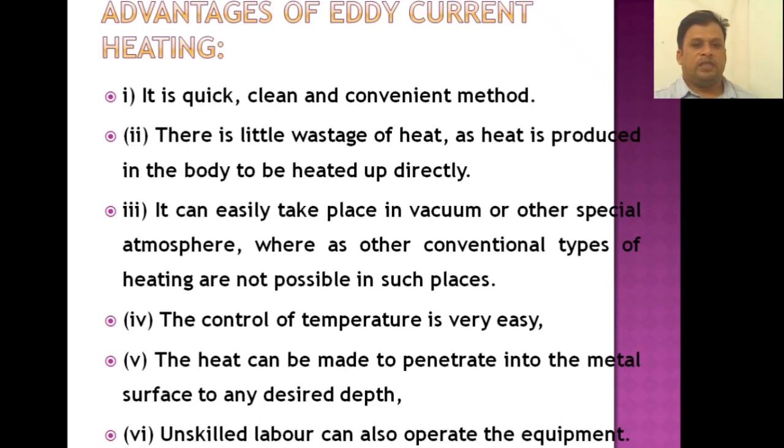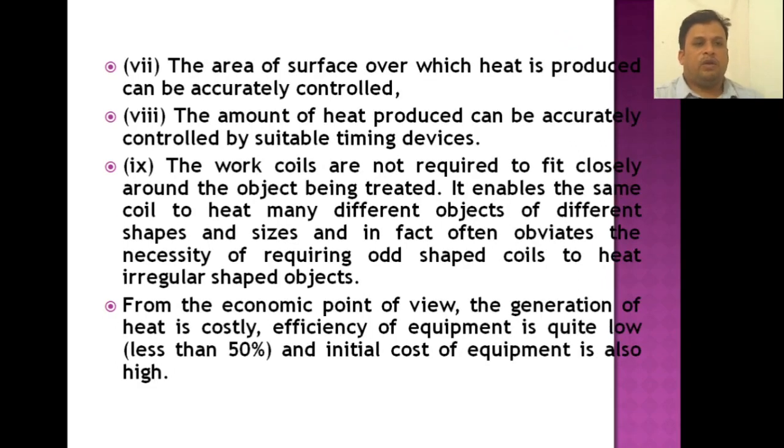The control of temperature is very easy, and the heat can be made to penetrate into the metal surface to any desired depth, as we discussed in the previous slide. Unskilled labor can also operate the equipment. This is an advantage, since skilled labor is not necessary and the cost will not rise. The area of the surface over which heat is produced can be accurately controlled, and the amount of heat produced can be accurately controlled by suitable timing devices.